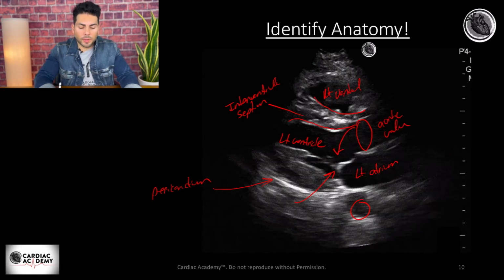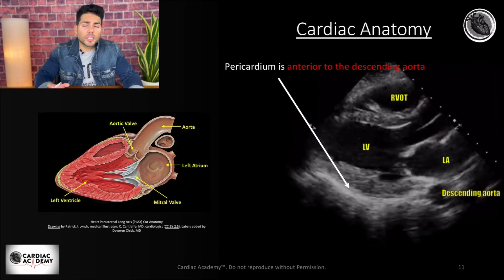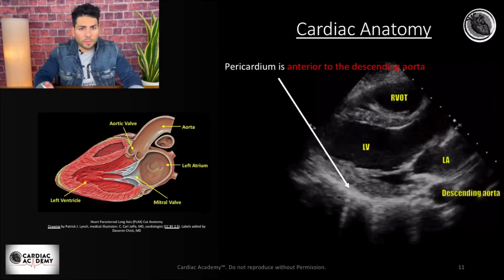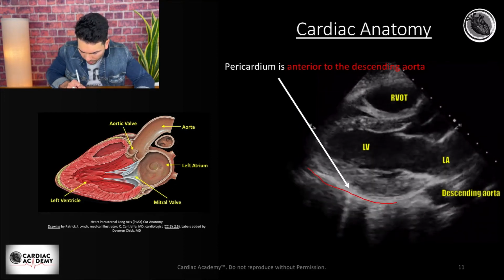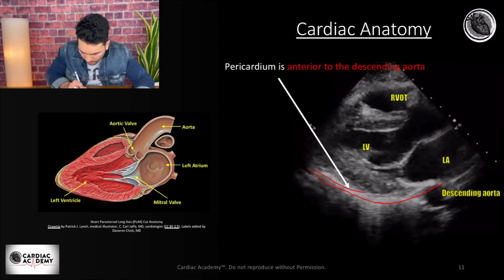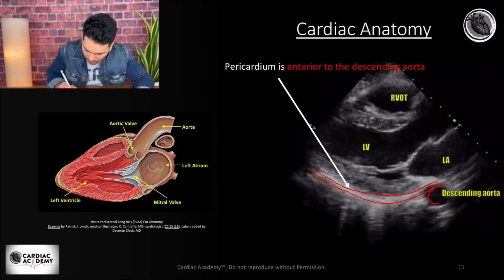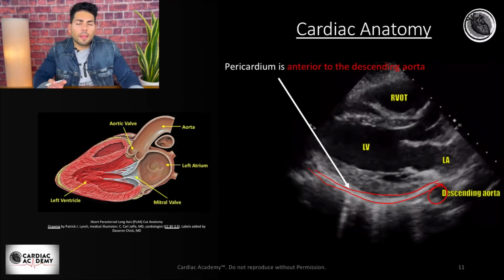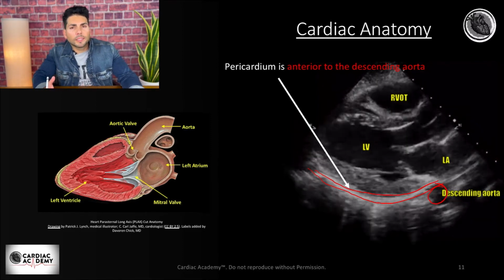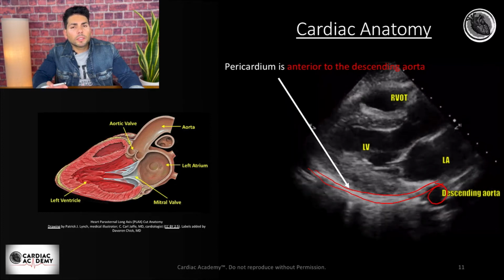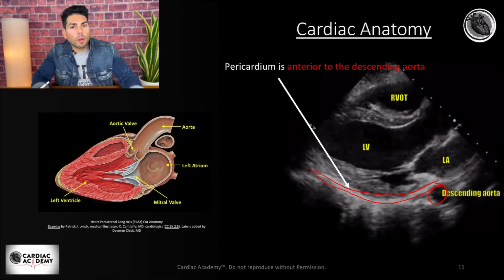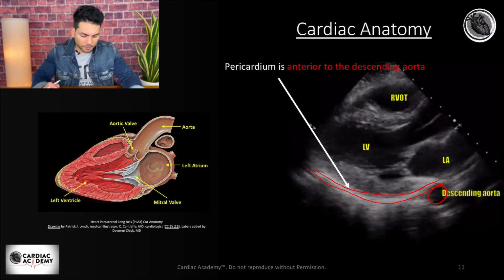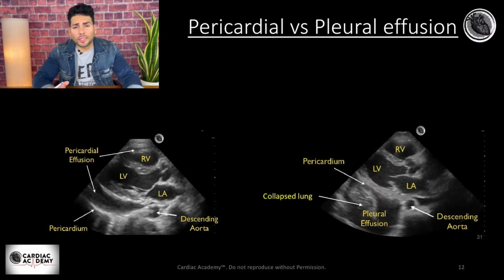All right, very good. So as we said earlier, here we have both the pericardium, which is the echogenic membrane right here, and we also have the descending aorta. And these two landmarks are important to identify because they're going to help us differentiate whether we're dealing with a pericardial effusion or a pleural effusion, okay? And we'll see how. Okay, let's take a look at these two examples.